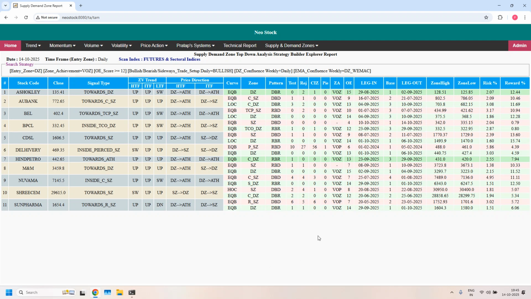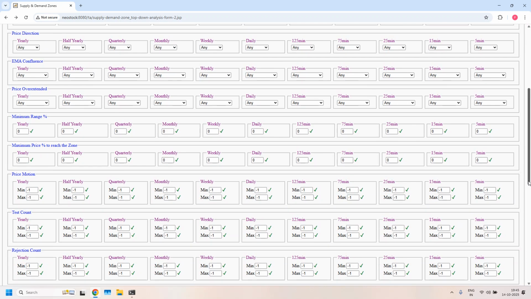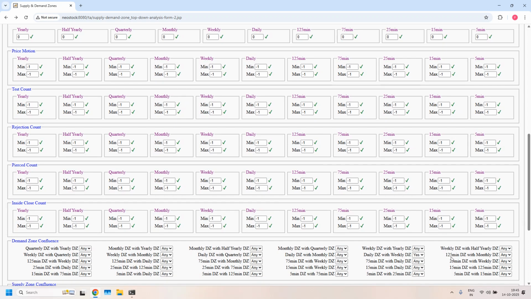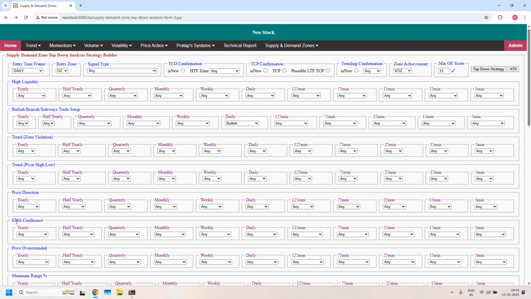Okay, next the second strategy. Removing ITF filter, LTF, ITF demand zone confluence, all the three filters I have to set. Daily and weekly, daily and monthly, weekly and monthly demand zone confluence. And next EMA confluence, monthly demand zone having monthly EMA confluence. At the same time, trend on the monthly should not be sideways. It should be uptrend because it is bullish trade setup.